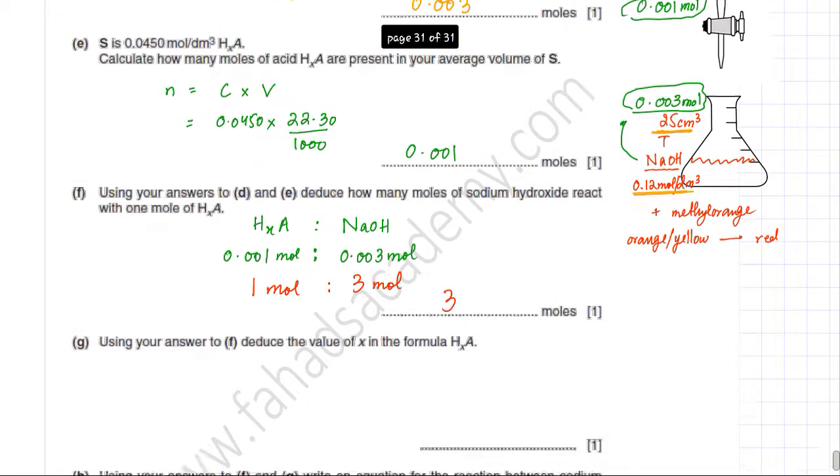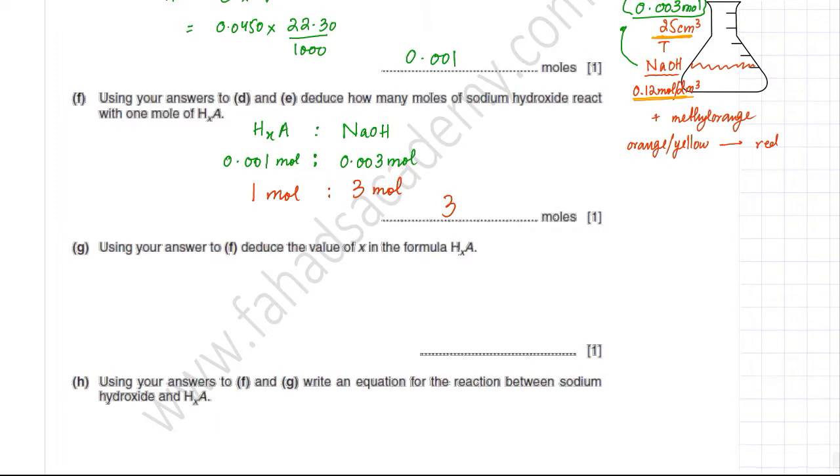And now the last part is slightly complicated. We know that for the acid, HxA, and NaOH, the ratio of the moles is 1:3. So whenever you make an equation, 1 mole of the acid is going to react with 3 moles of NaOH. In the next part, he's asking, using your answers to F, deduce the value of X in the formula HxA. X is basically how many hydrogen ions we have in this particular acid. As we discussed earlier, the number of hydrogen ions in the acid could be 1, it could be 2, it could also be 3.